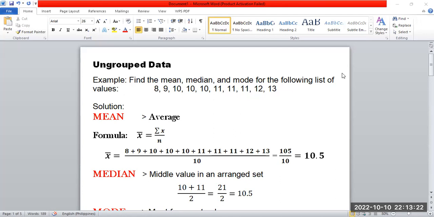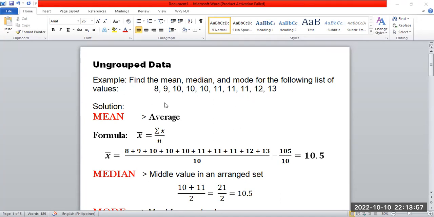It's the continuation of module number 10, measures of central tendency. Okay, so let me repeat the ungrouped data. Finding the mean, median, and mode of ungrouped data. When it's ungrouped, there is only a given set of data and it's not arranged or not in a frequency distribution table. This is not arranged into classes. So ganyan lang, there are lists of values.